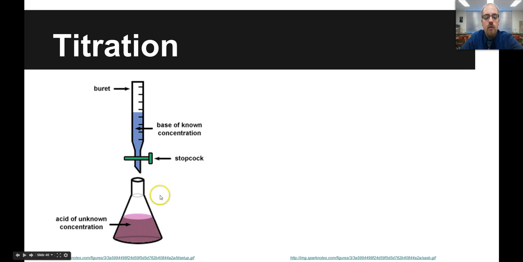What that means is that we can add a certain amount of base of a known concentration. We do know the concentration of this base. And we can measure how much base we need to add in order for the acid to become neutral. Because when that mixture becomes neutralized, the pH is going to be 7, and you're going to have an equal amount of acid ions and base ions, an equal amount of hydronium and hydroxide.